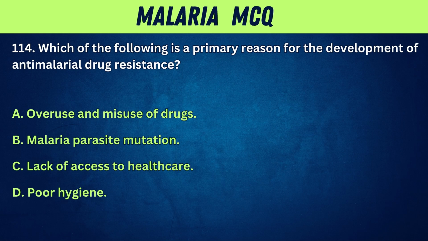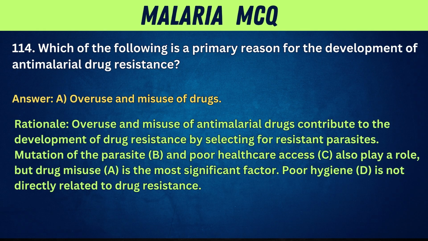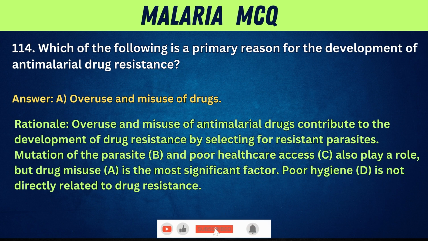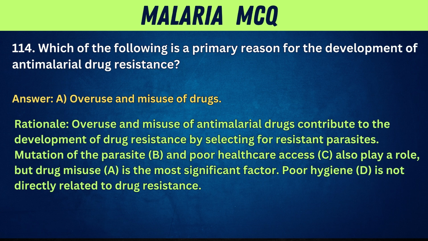114. Which of the following is a primary reason for the development of antimalarial drug resistance? A. Overuse and misuse of drugs. B. Malaria parasite mutation. C. Lack of access to healthcare. D. Poor hygiene. Answer: A. Overuse and misuse of drugs. Rationale: overuse and misuse of antimalarial drugs contribute to the development of drug resistance by selecting for resistant parasites. Mutation of the parasite, B, and poor healthcare access, C, also play a role, but drug misuse, A, is the most significant factor. Poor hygiene, D, is not directly related to drug resistance.